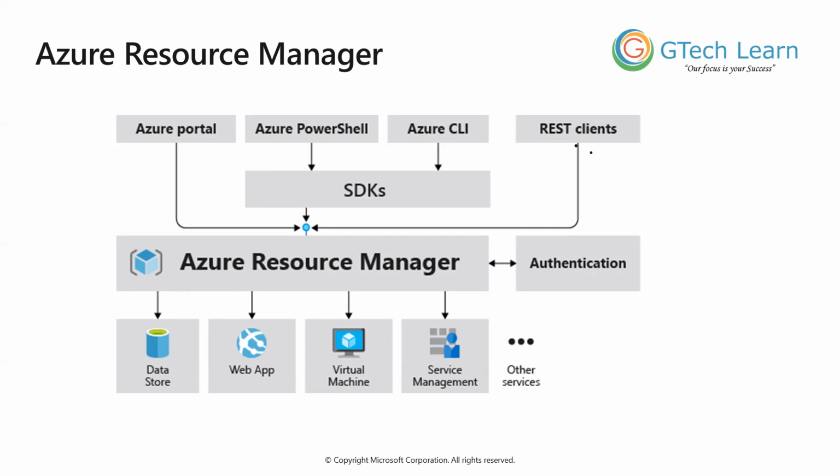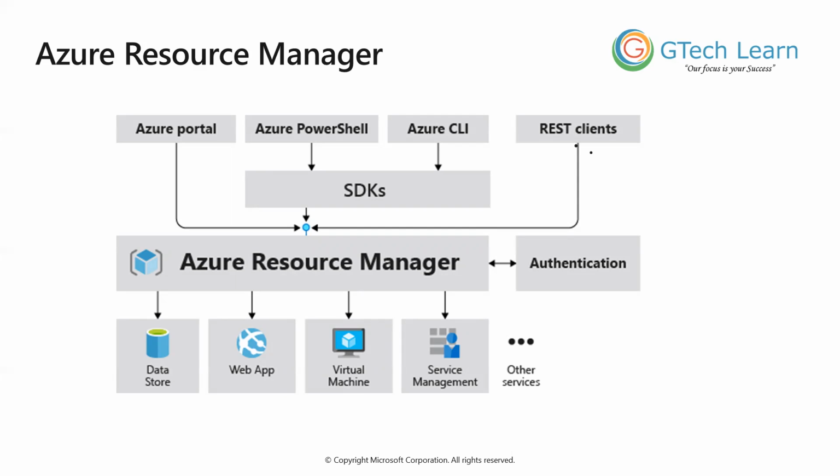Now see in this figure how this ARM works. Whenever a user is sending a request, that request can be sent from any of the Azure tools. Like here you can see we have mentioned in the diagram that we are sending the request through the Azure tools like Azure Portal, PowerShell, CLI, which comes in software development kit or SDK, or REST client. What happens? This request goes to the Azure Resource Manager.